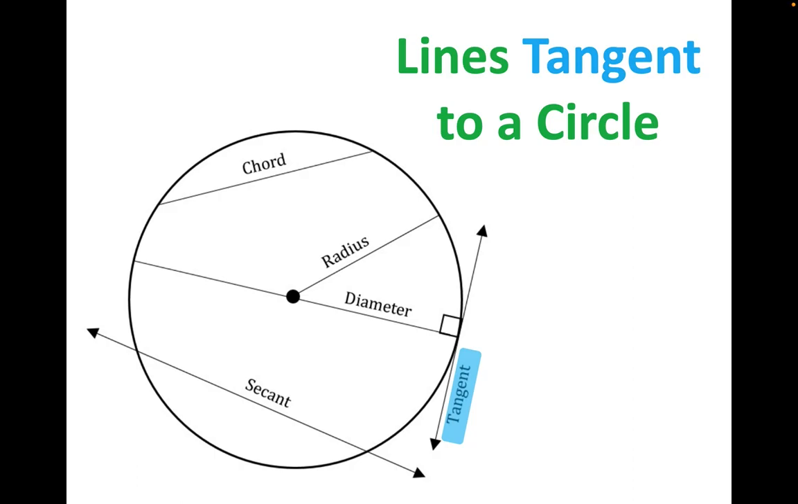About lines tangent to a circle. Here we have a circle, and within this circle we see some of the main vocabulary terms we've been looking at. We have a chord, we have a radius, a diameter, a secant line, and we also have a tangent line. This lesson is about tangent lines to a circle, and a tangent line is a line that connects to a circle at one point only.